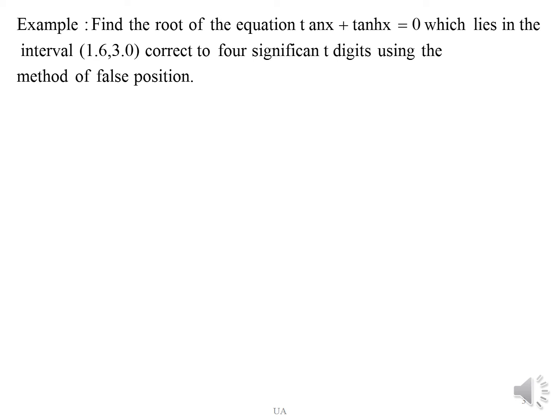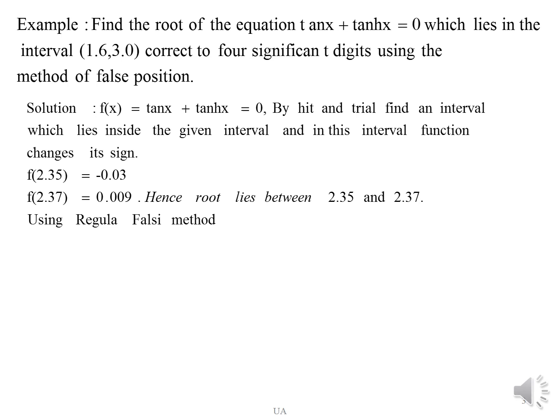The next example is based on transcendental functions, and it is: find the root of the equation 10x plus 10 hyperbolic x is equal to 0, which lies in the interval 1.6 and 3, correct to 4 significant digits using the method of false position. So here we will use the hit and trial method and find the interval in which the root lies. Here the interval given for x is 1.6 and 3, so we will reduce this interval by taking some point in between. We take f(2.35), it gives us the value minus 0.03, so the function's value is negative here. We take another point 2.37 and we see that the function's value is positive.